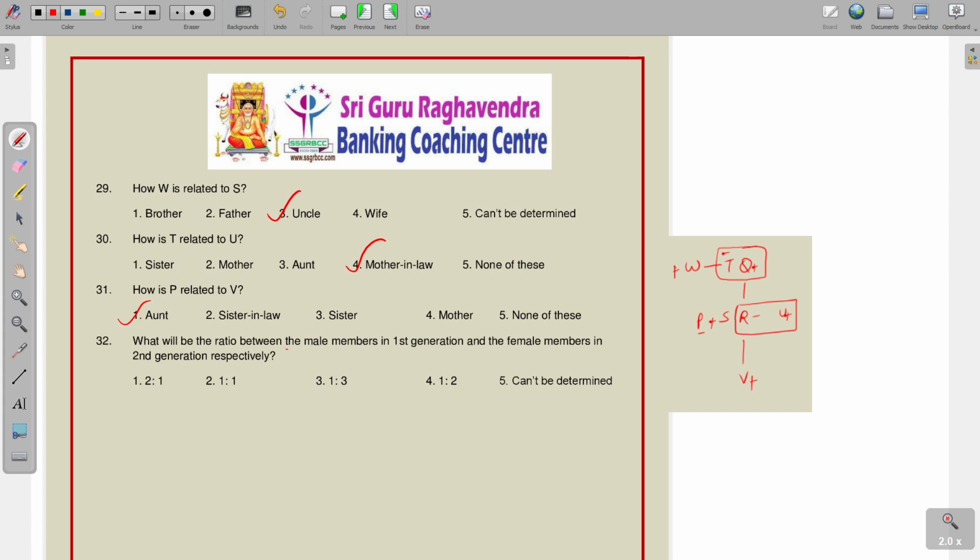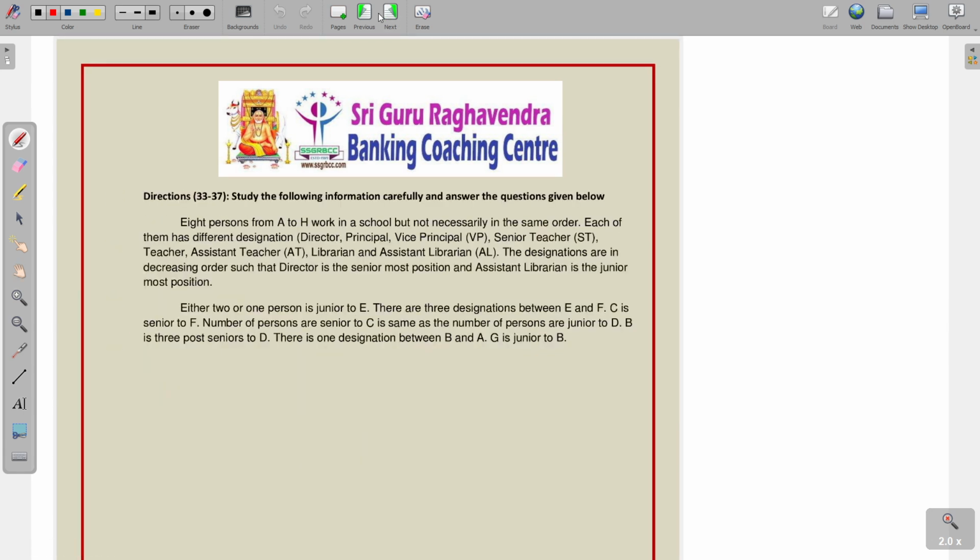What will be the ratio between male members in the first generation and female members in the second generation? See, in the first generation we have 1, 2. So 2 males we have, and in the second generation, 1 and 2. So we have 2 females. So 1 is to 1. What is the answer? 1 is to 1. So it is the blood relation question. And let's move on to the next question. See directions 33 to 37.